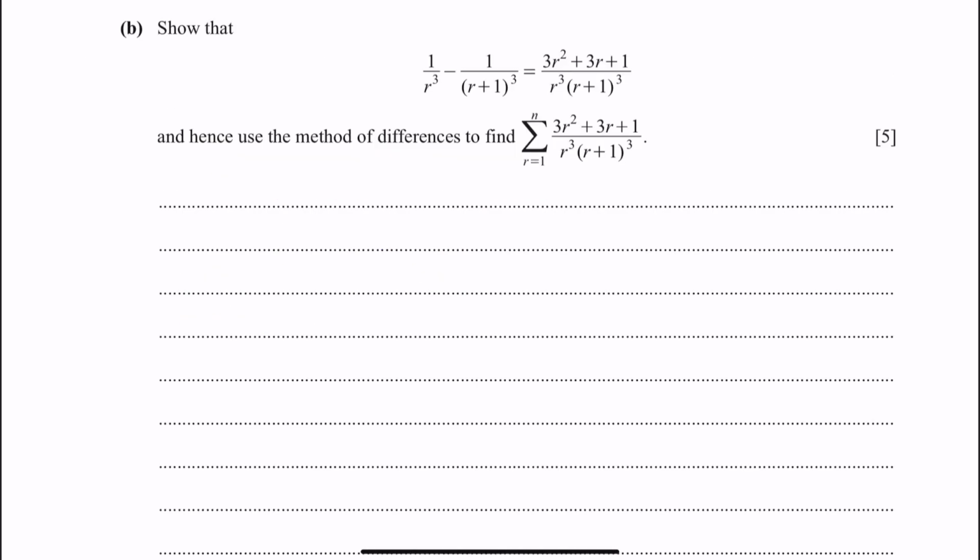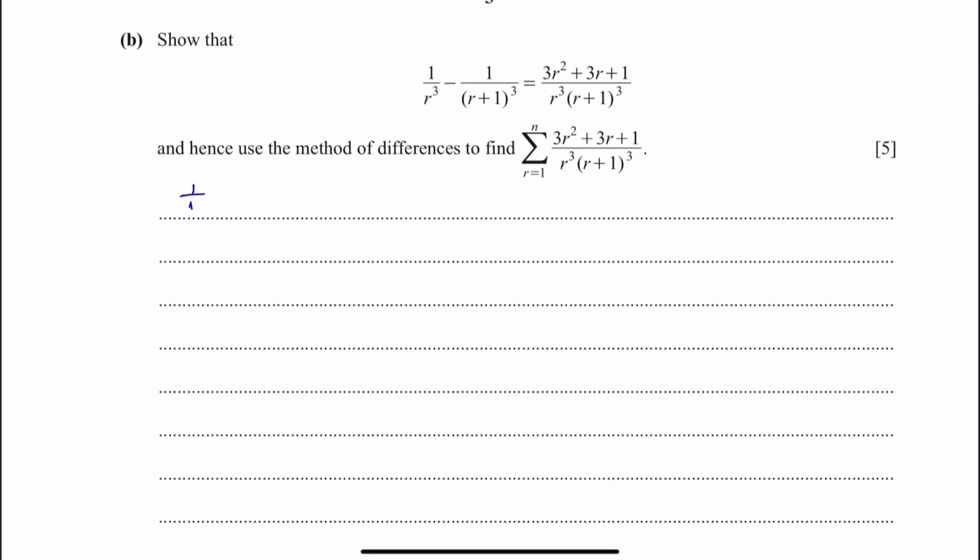For part B, first we need to show this equation. So we need to show that this minus this is equal to this whole thing. And then we need to use the method of differences to find the summation of this. So first, we would prove this equation first.